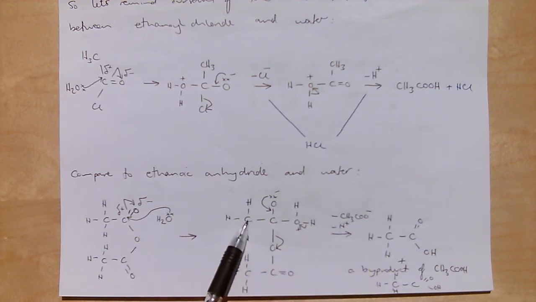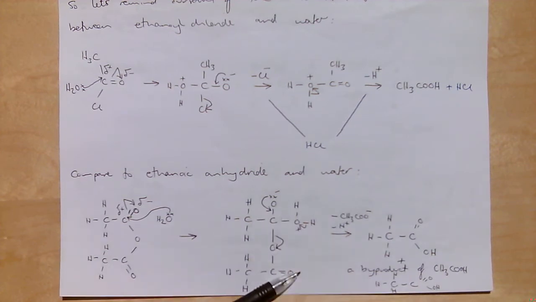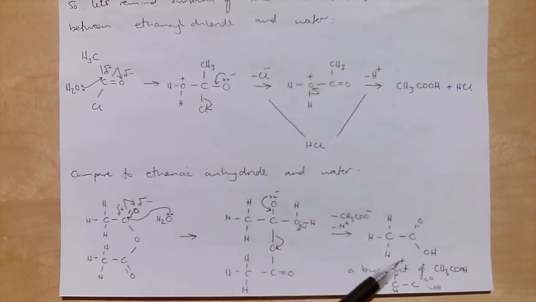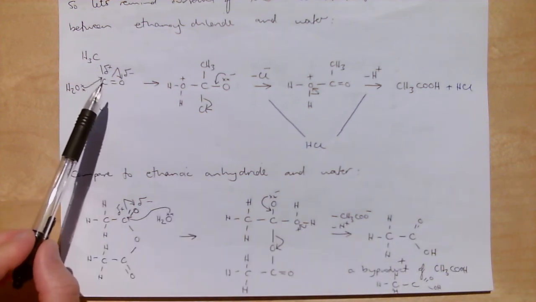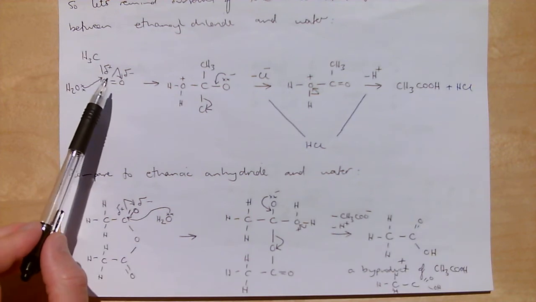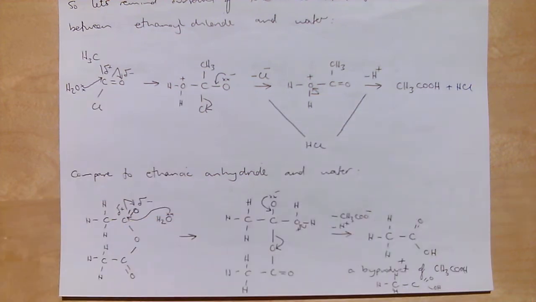We end up with CH3COOH. We've got rid of all of that and we've got rid of that. And then also we end up with a byproduct of, just so happens, the H+ and CH3COO-, a byproduct of ethanoic acid again. So actually we end up with 2 molecules of ethanoic acid from this reaction, whereas in the acyl chloride reaction we only ended up with 1 molecule of ethanoic acid.